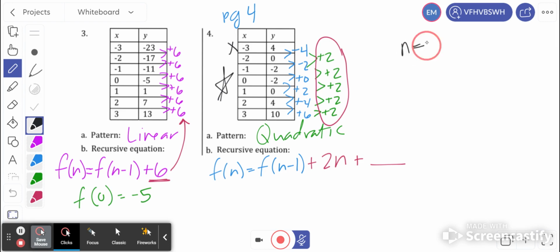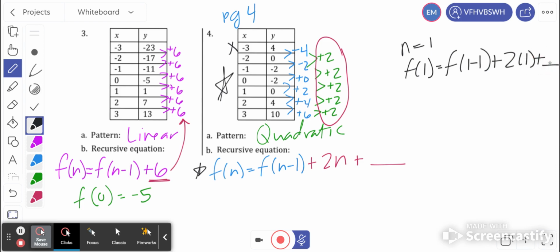So let's pick n of 1. So we're going to say that n is 1. So then everywhere in this function that we see an n, we replace it with 1. So f of 1 equals f of 1 minus 1 plus 2 times 1 plus blank. And then we move on and actually simplify. Well, f of 1, what that means is you go to 1 on the left side of your chart, right here, and you find what is the function value at that point. So f of 1 is 0. Because f of 1 is equivalent to 0, we can replace it in our equation with 0.